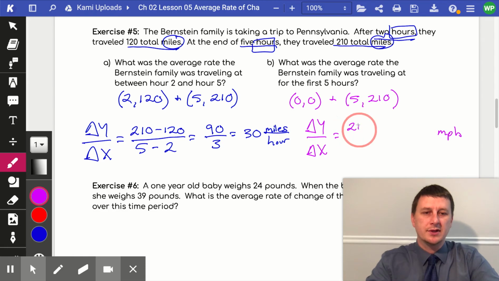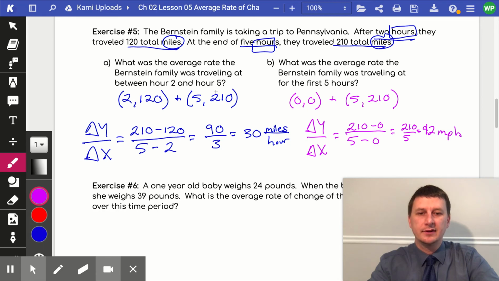Now we're going to have 210 minus 0 over 5 minus 0. And we're going to get 210 divided by 5. And that's going to give us 42 miles per hour. So if you're looking at hours 2 to 5, and then the whole trip, you might notice that the whole trip's pace or rate or speed was 42 miles per hour, which is greater than 30 miles per hour.